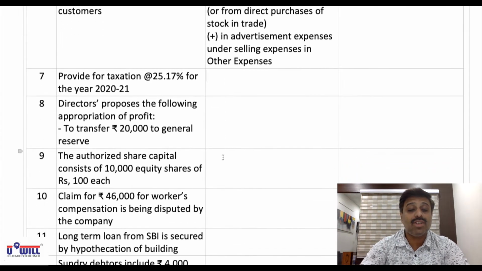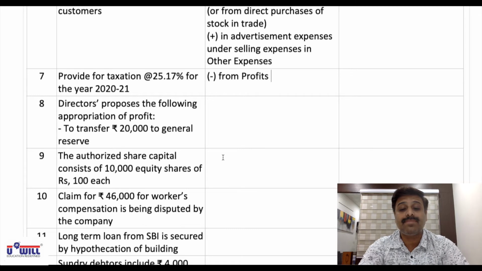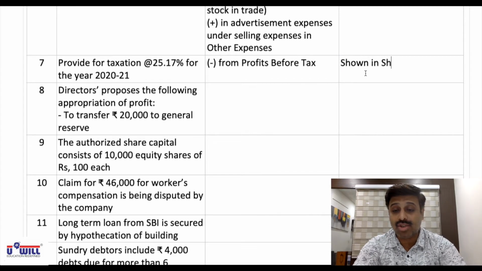Provide for taxation 25.17%. So one effect we will minus from profit before tax, and second effect we will show it in short term provisions, which will come under the heading of current liabilities.